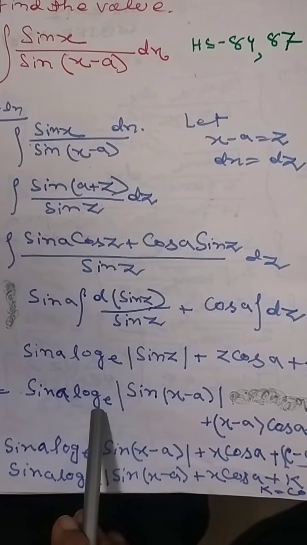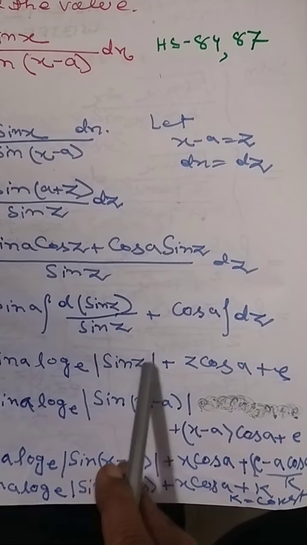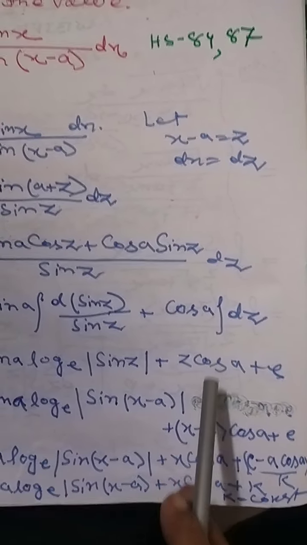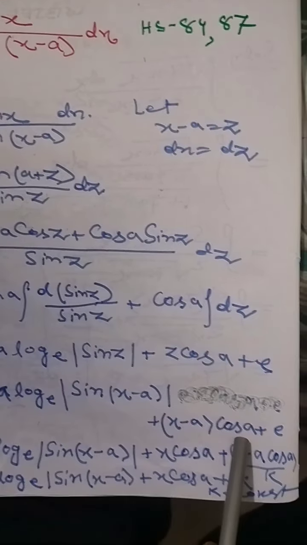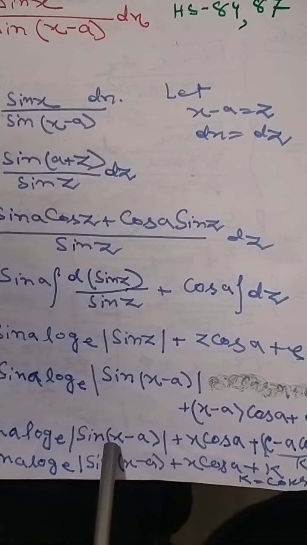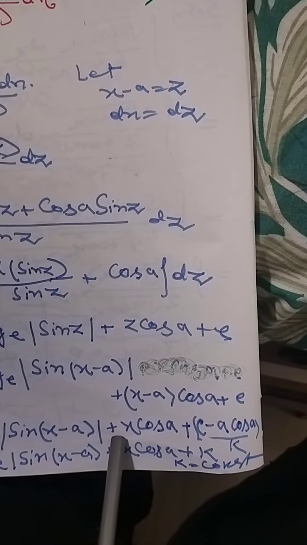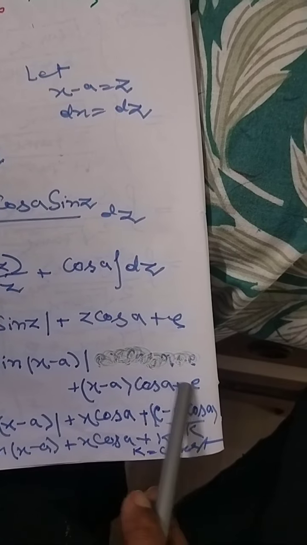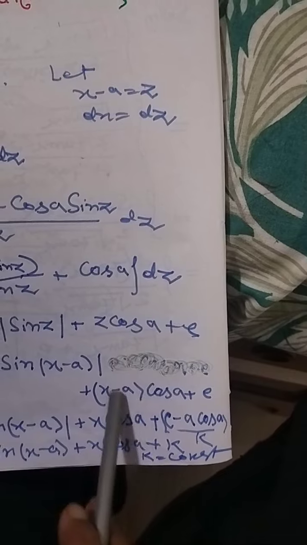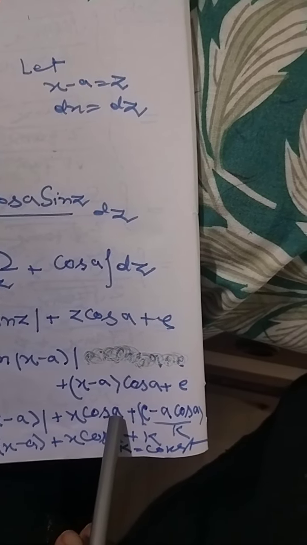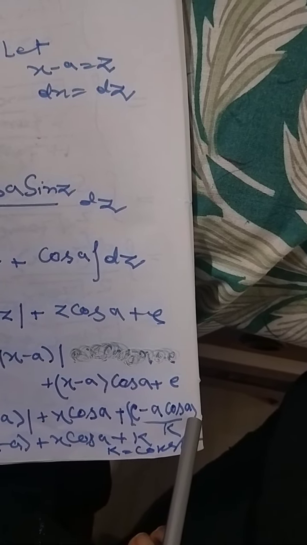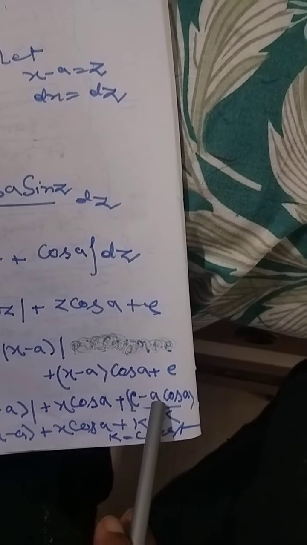Now sin a log e mod sin, instead of z we write x minus a, so this portion z equal to x minus a, cos a plus c. Now sin a log e mod sin(x minus a) plus, we have to break the bracket. Now here will be x cos a plus c minus a cos a, c minus a cos a.